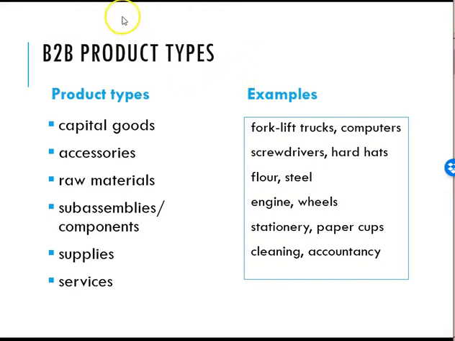Now there are also business-to-business product types, such as capital goods, accessories, raw materials, components, supplies, and services. And examples of this would be products that are necessary to run a business. And those can be anything from equipment like forklift trucks, to computers, to screwdrivers or hard hats that are necessary for running the business, to flour or steel, which could be components that make up, or raw materials that make up the product that you finalize or that you manufacture, and so on.